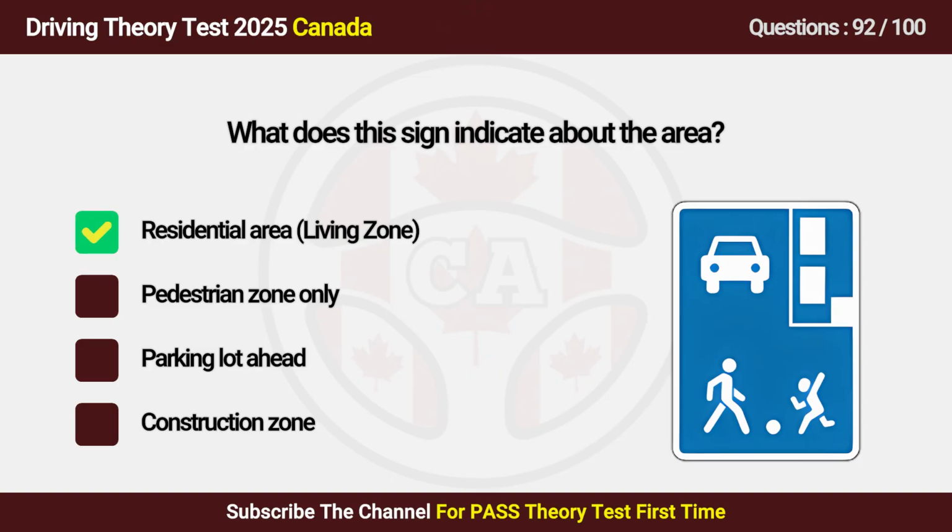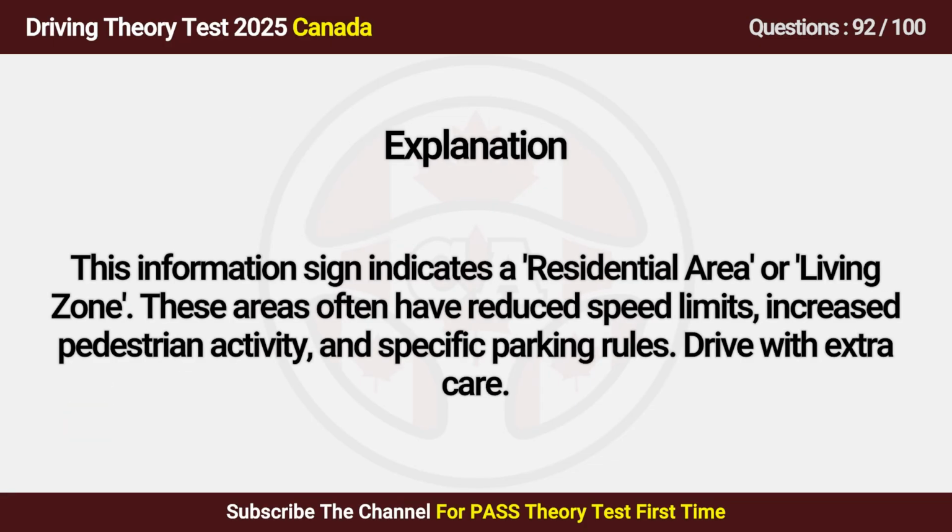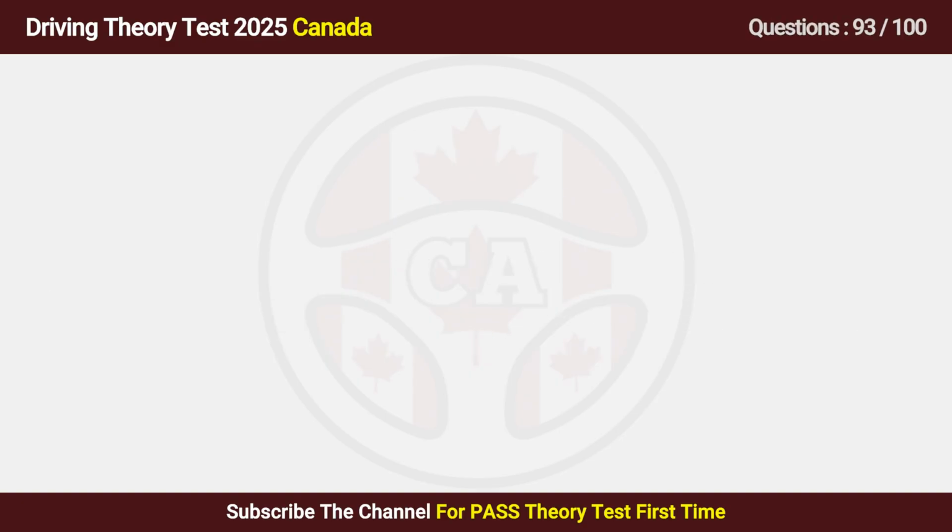Answer is A. Residential area living zone. This information sign indicates a residential area or living zone. These areas often have speed limits, increased pedestrian activity, and specific parking rules. Drive with extra care.